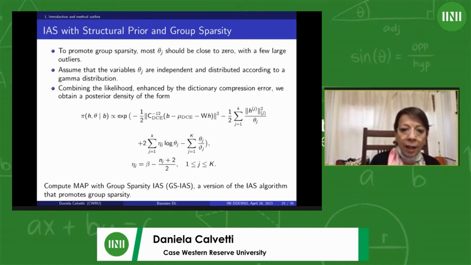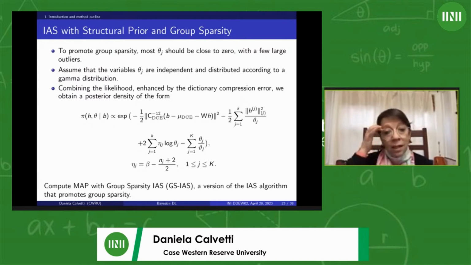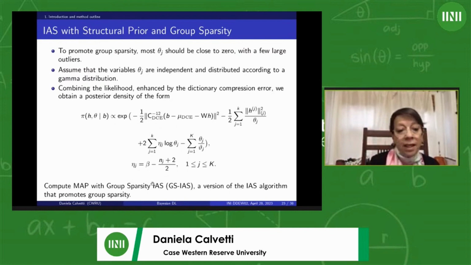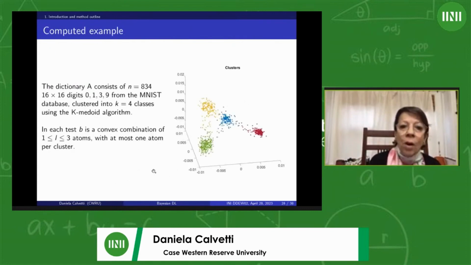Then when we are combining the likelihood and this structural and group sparsity rich prior, we are also going to consider the whitening of the problem, which is in this part here. So everything that we've learned about the dictionary and the subdictionary is going to be used here. And there is a version of the EIS that has been modified to promote sparsity and works quite well.